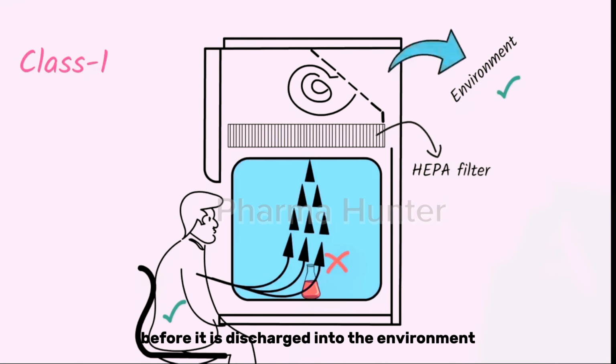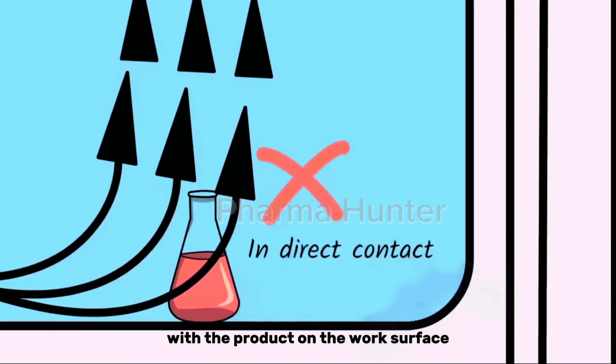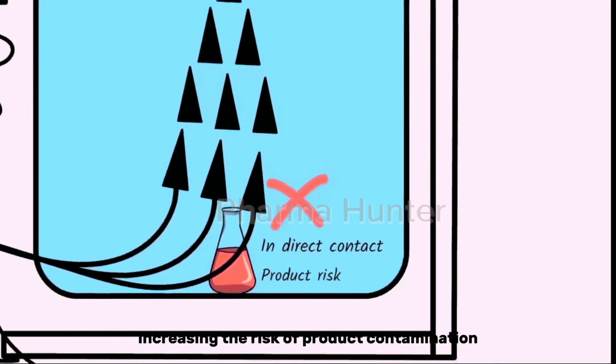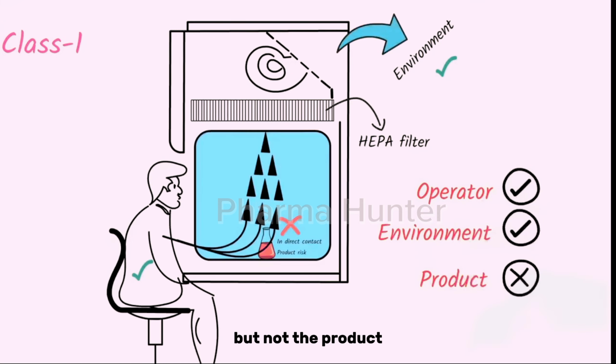discharged into the environment. In this case, the surrounding air comes in direct contact with the product on the work surface, and therefore increases the risk of product contamination. In this way, the Class 1 biosafety cabinets protect the operator and the environment, but not the product.